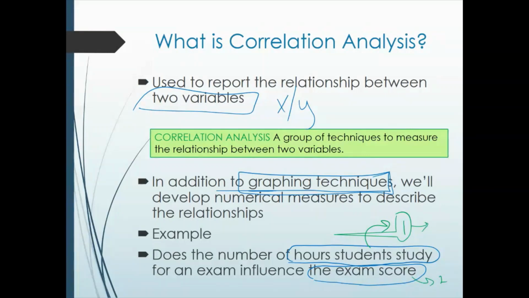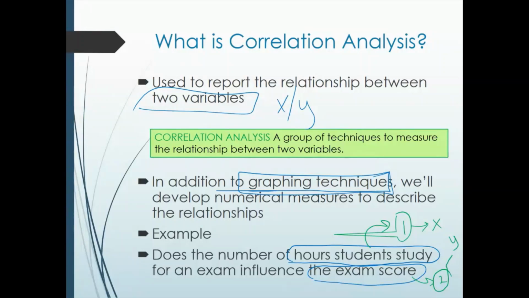So whatever happened first is your X. Whatever happened second is your Y. You need to figure out first which one is your X and which one is your Y. Otherwise, you'll flip the information and you'll get the opposite of what you were supposed to get.